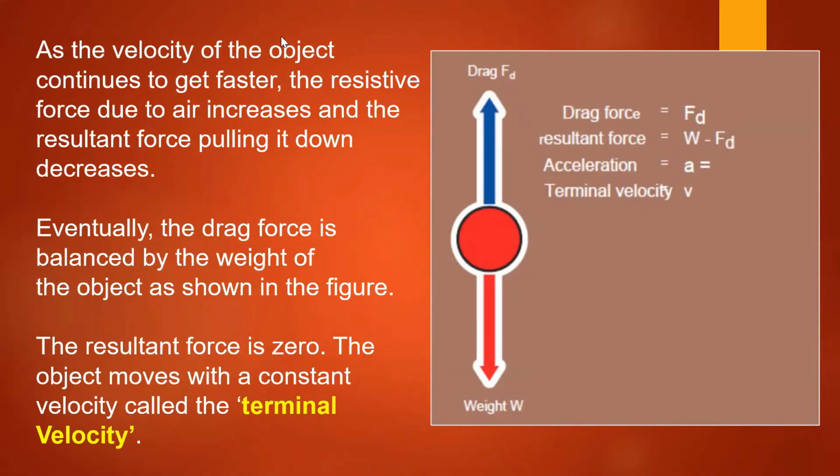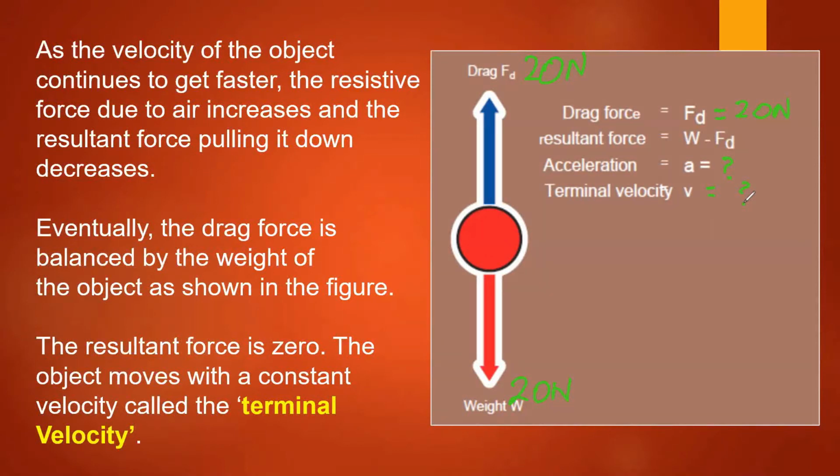Now, if the weight, that is 20 newtons, and the drag force become equal, when both forces, the air resistance and weight, become equal, that means the FD is 20 newtons. And now we can calculate the resultant force, find the acceleration of the object, and talk about what the value of the terminal velocity is in this case.